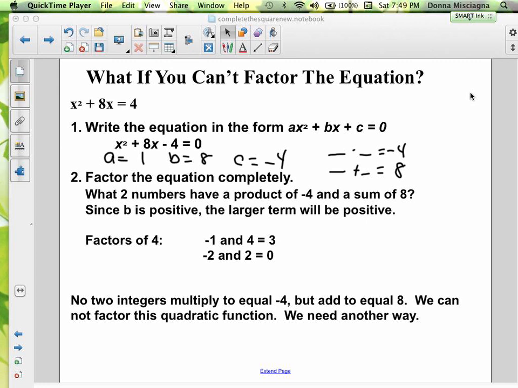If we make the larger term positive and we add them together, we get 3. And if we make the larger term positive and we add them together, we get 0, because there is no larger term there. So no two integers multiply to equal negative 4 but add to equal 8. We cannot factor this quadratic equation. We need another way.